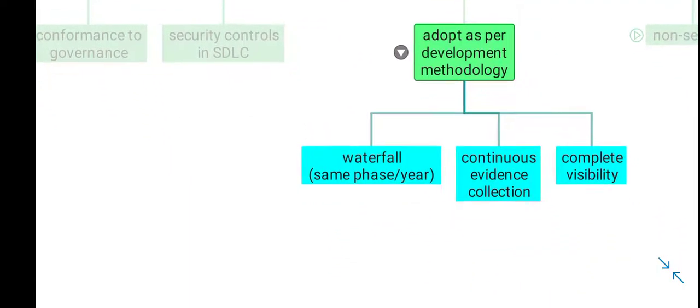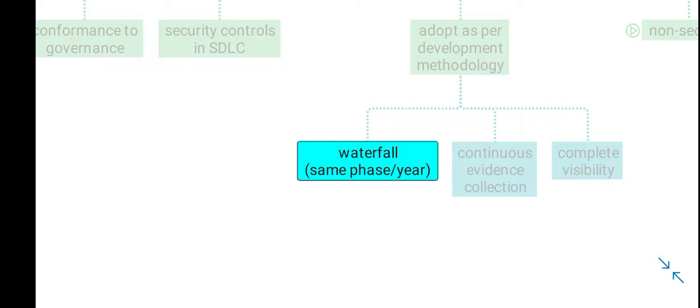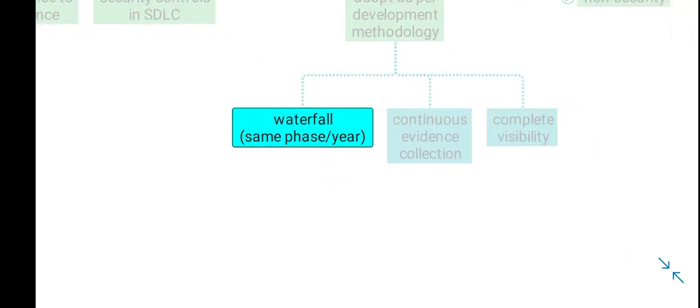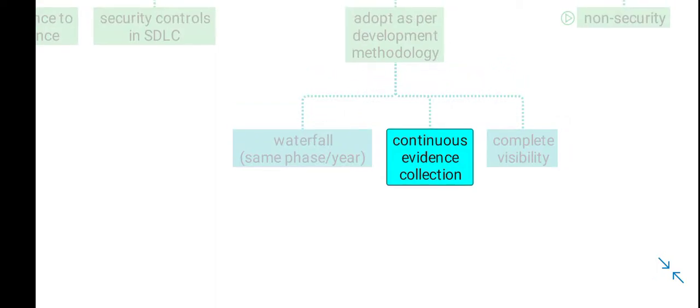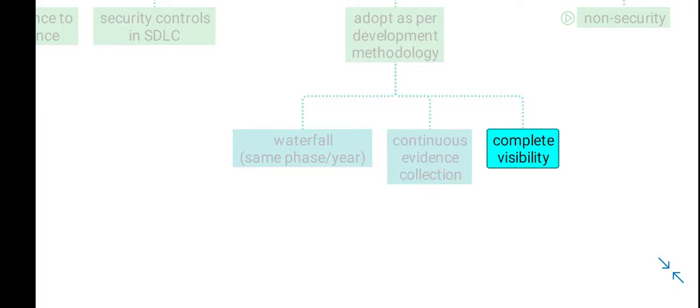For example, in waterfall projects, the same phase arrives every year. Therefore, you have to develop a process for continuous collection of audit evidence to provide complete visibility whenever such an audit occurs.